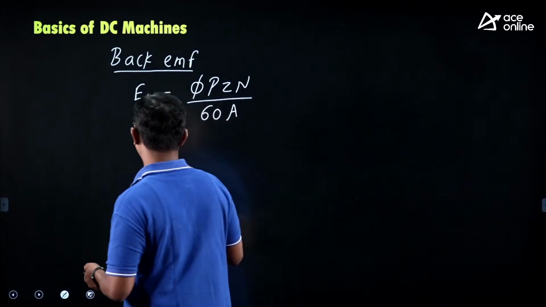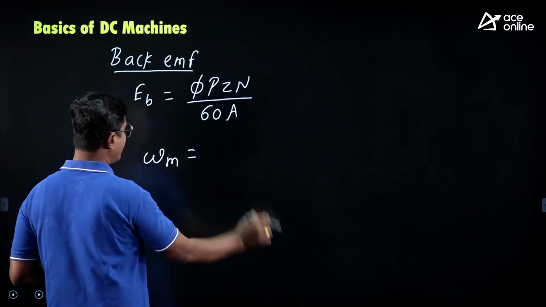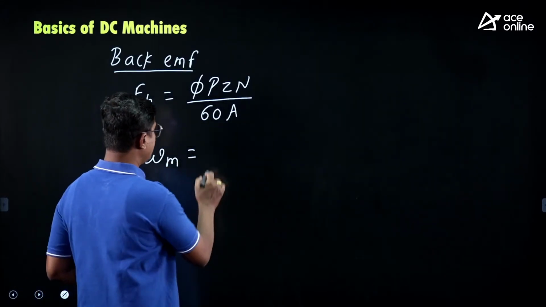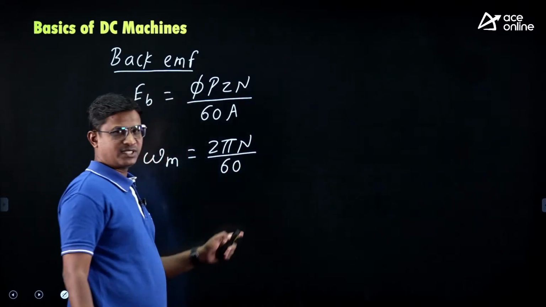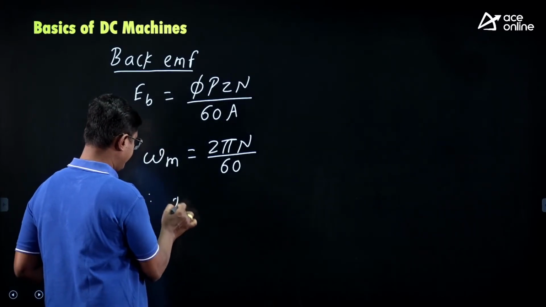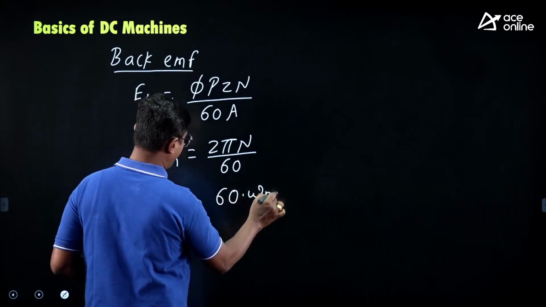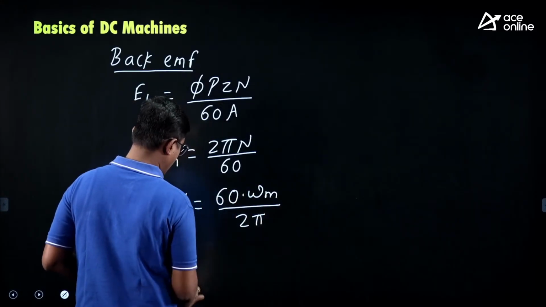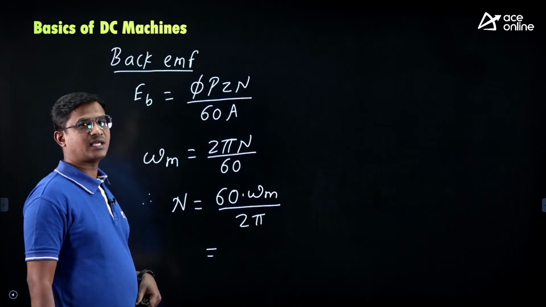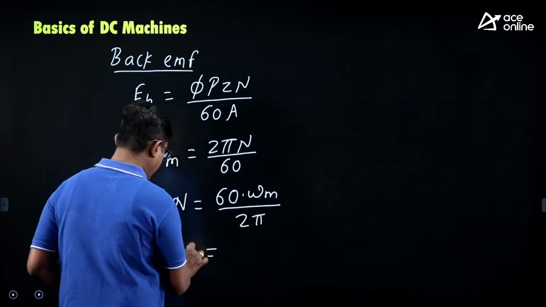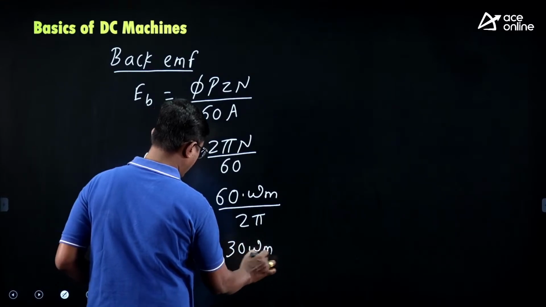Next, motor speed or angular velocity of motor omega m is equal to 2 pi n by 60. So from this I can write n equal to 60 into omega m upon 2 pi. At the end of the discussion, we are going to get two important expressions. So n equals 30 omega m upon pi.